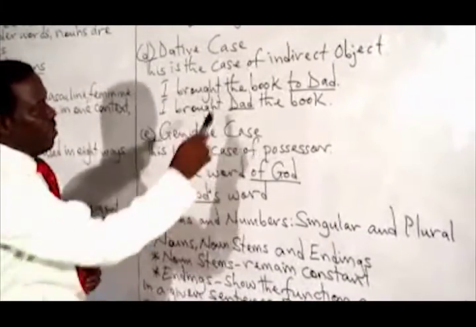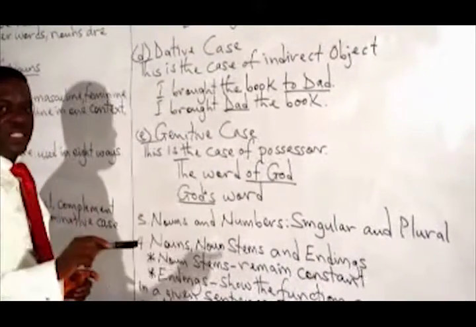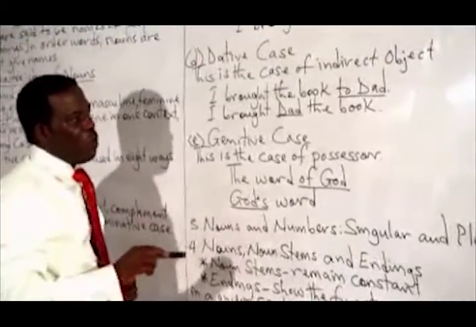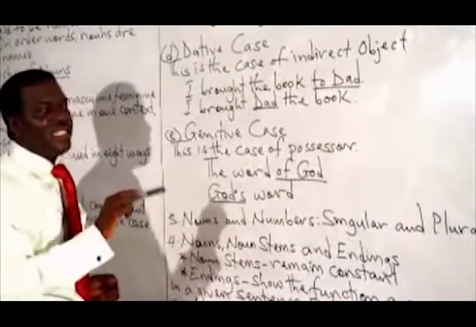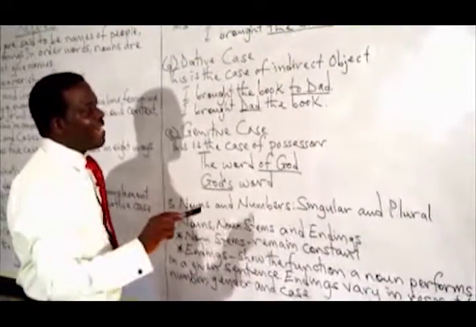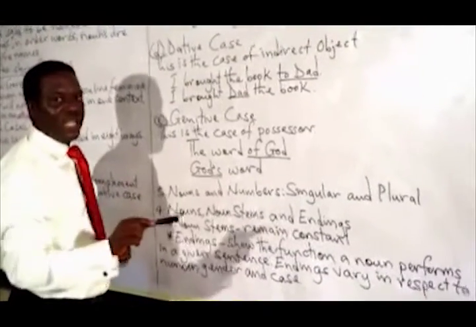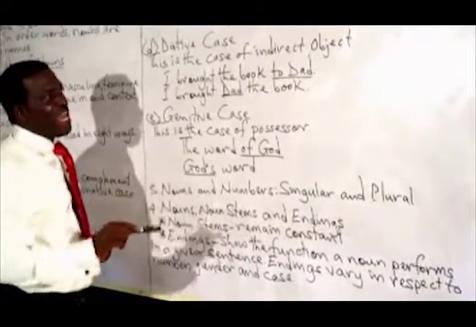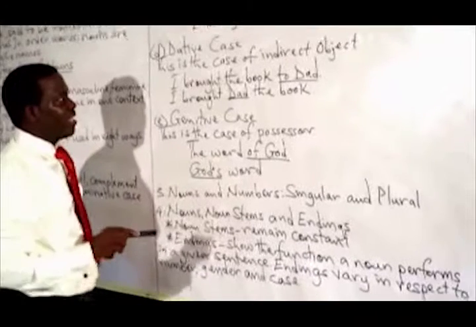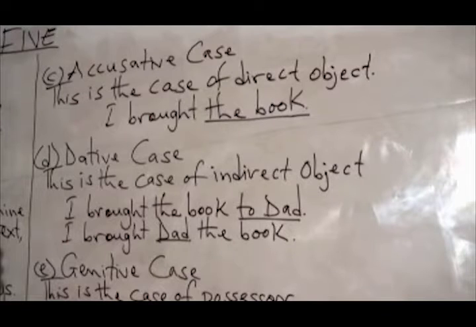In the first sentence, the book receives the action directly, which is the direct object, while Dad receives the action indirectly, which is the indirect object, and in Greek it's called dative case. Any noun that receives the action indirectly in Greek is dative case.